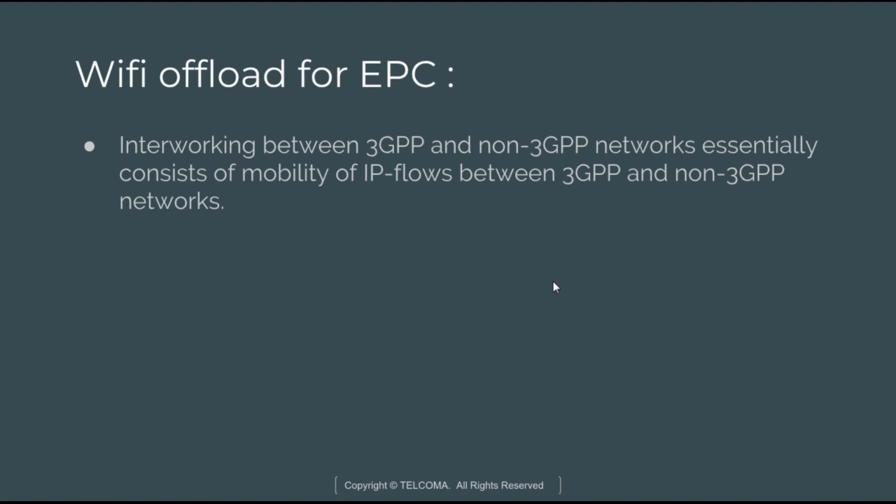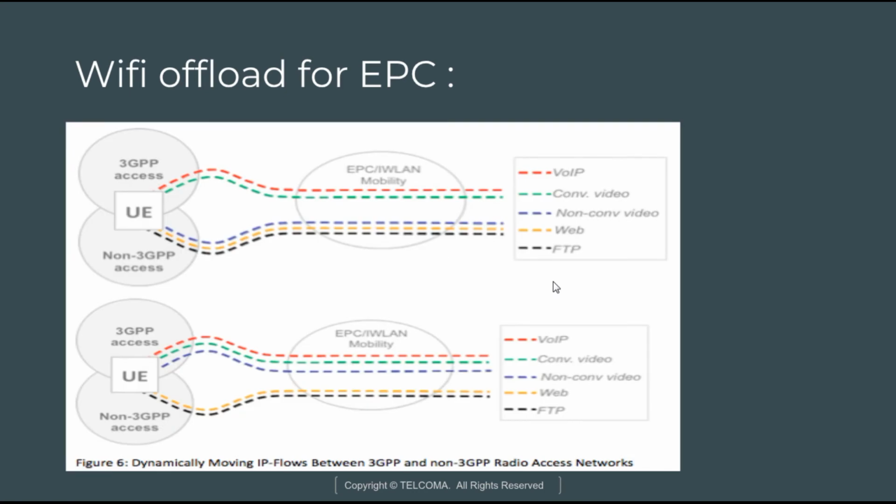Interworking between 3GPP and non-3GPP access providers' networks essentially consists of mobility of IP flows between 3GPP and non-3GPP networks. The EPC standards provide for the possibility of managing 3GPP and WLAN interworking at an individual IP flow level. So we can see the IP flow levels, 3GPP access, non-3GPP access. We can see the mobility of VoIP, conversational video, non-conversational video, web, FTP.